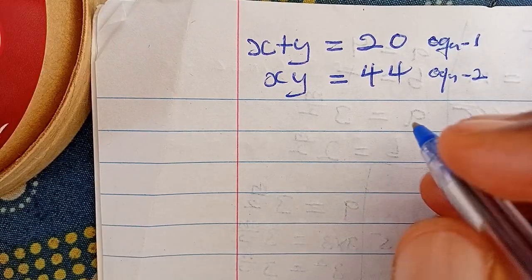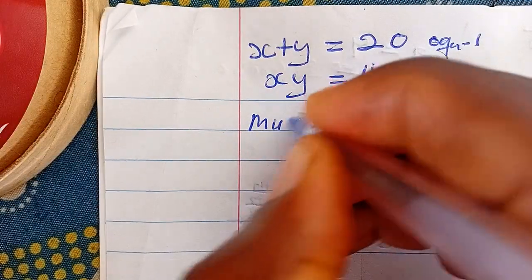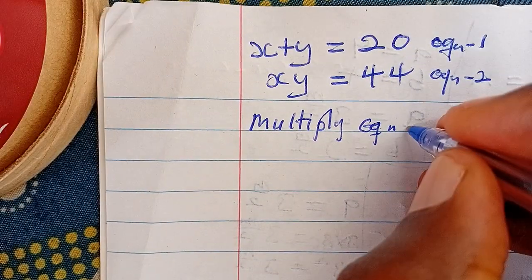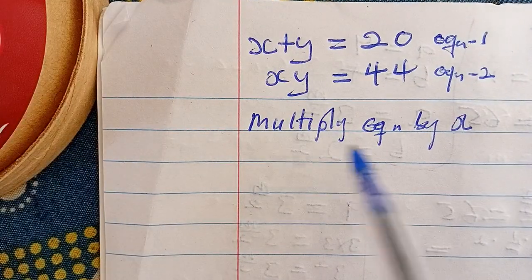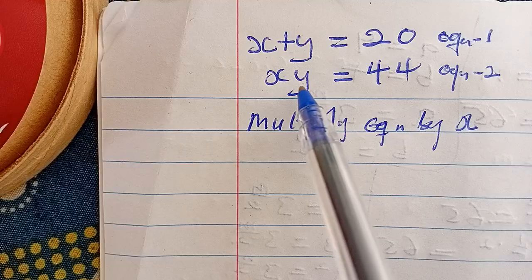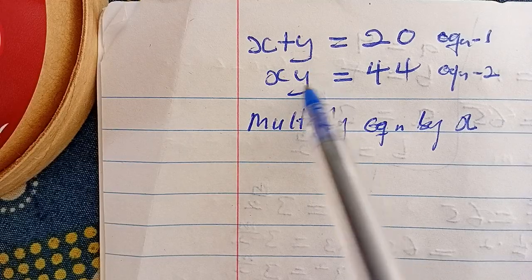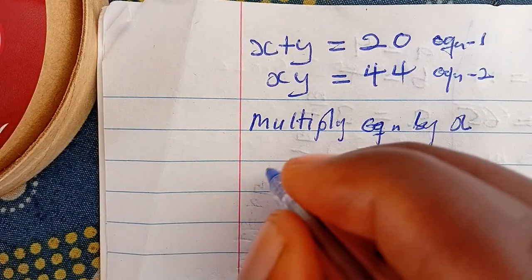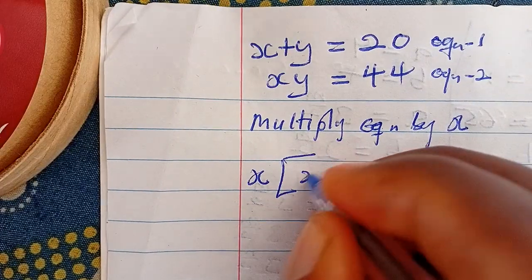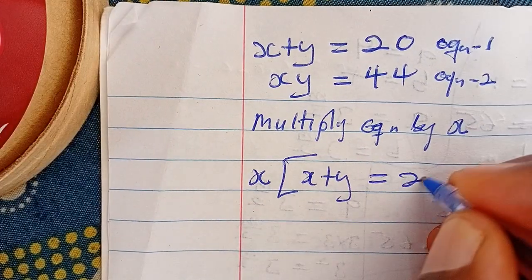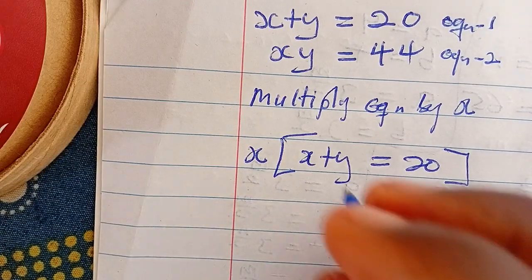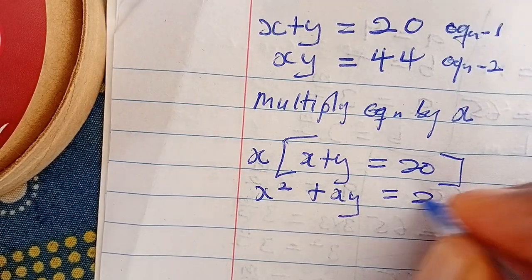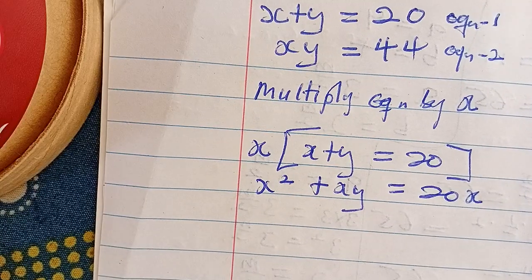Now you can multiply equation 1 by x, so that we have xy here and can put in the value of xy, which is 44. So we're going to have x multiplying x plus y is equal to 20. So you're going to have x squared plus xy is equal to 20x. Let's rewrite the equation again.